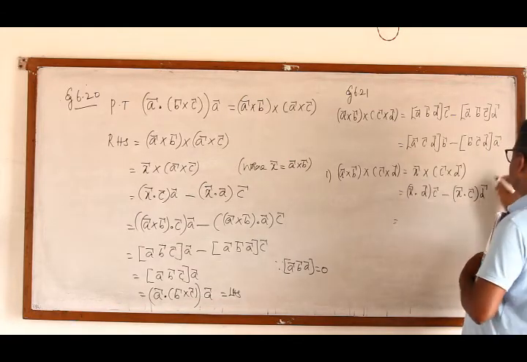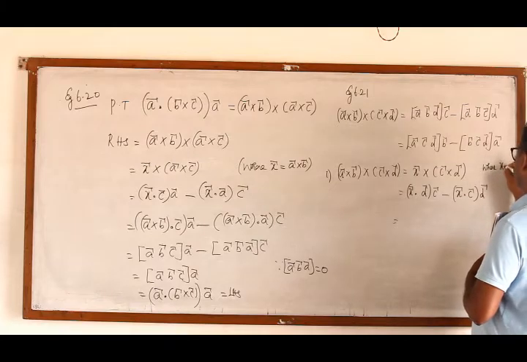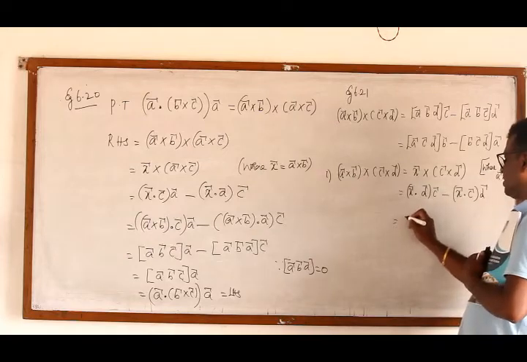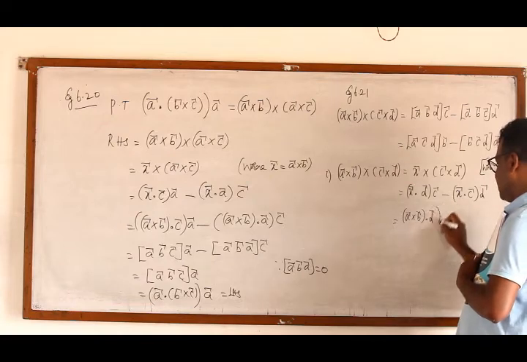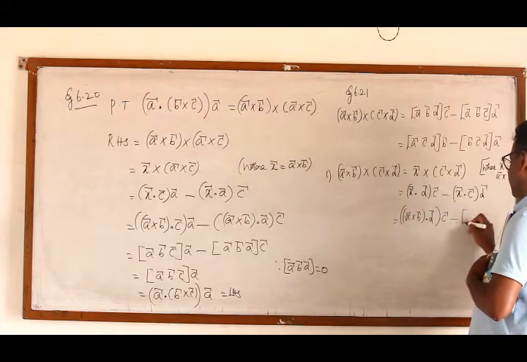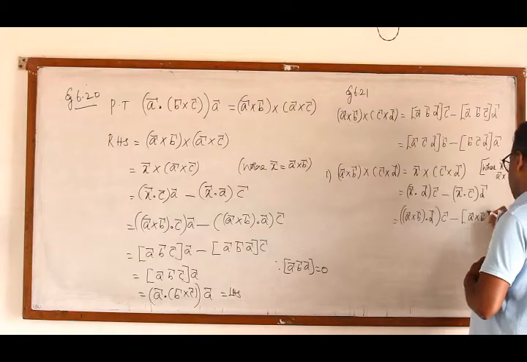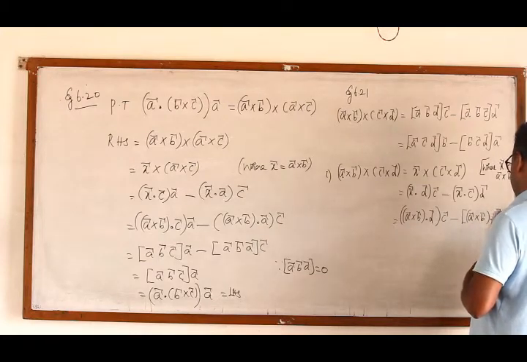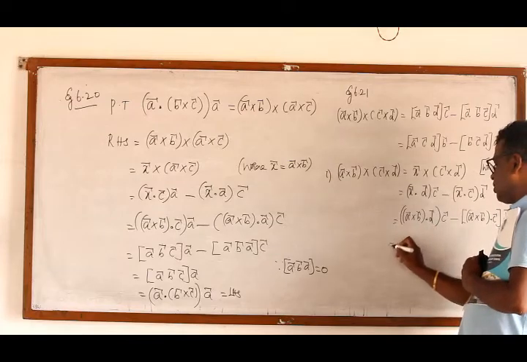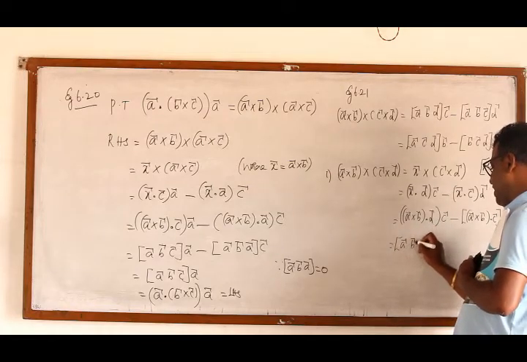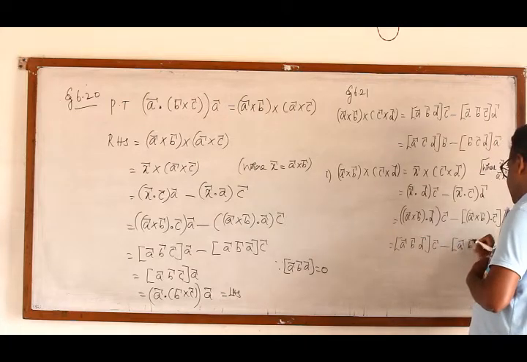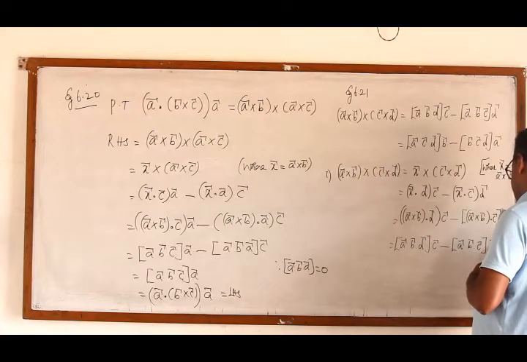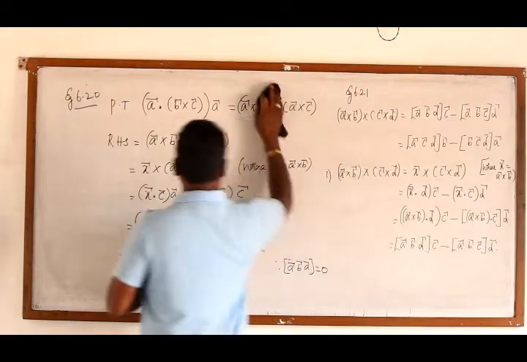What is x? x vector is A cross B. So wherever x comes, write A cross B: (A cross B) dot D into C minus (A cross B) dot C into D. A cross B dot D means box product. So it is ABD into C minus ABC into D. This is the proof for the first one.